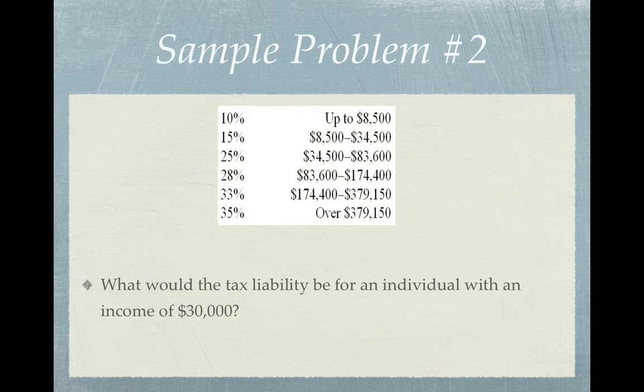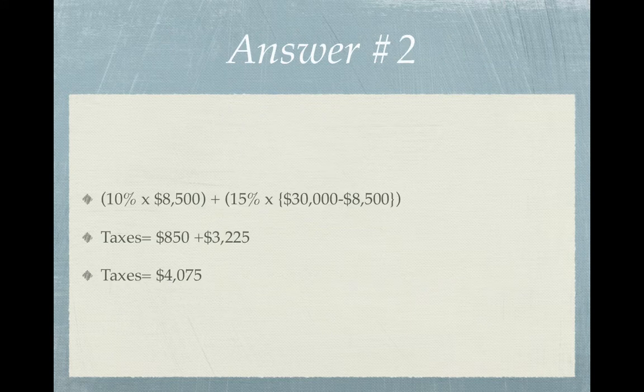Let's try another example. Same tax table here. What would the taxes be for an individual with an income of $30,000? Put this lecture on pause if you need to figure out your answer. You should have arrived at $4,075. Same thing, we took that first $8,500, that was in the 10% tax bracket. Then we took the rest, that was at the 15% tax bracket. So we should have $850 plus $3,225. The total taxes are $4,075.